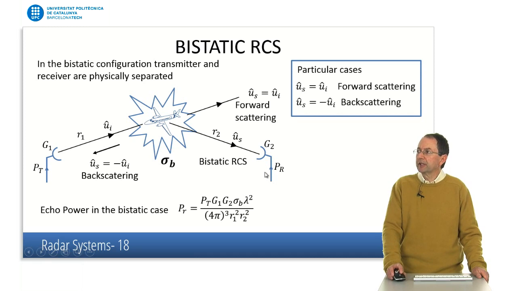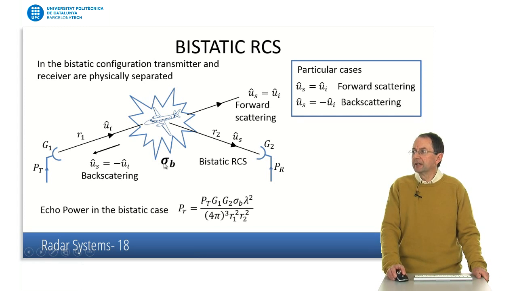In this case, we have to redefine our problem with a bistatic radar cross-section. It is essentially the same problem, but now we have two directions. We have the incident direction and the scattering direction. And we have two antennas. They don't have to be necessarily the same. So in this case, we just extend the concept of radar cross-section to the bistatic case. So we talk about the bistatic radar cross-section.